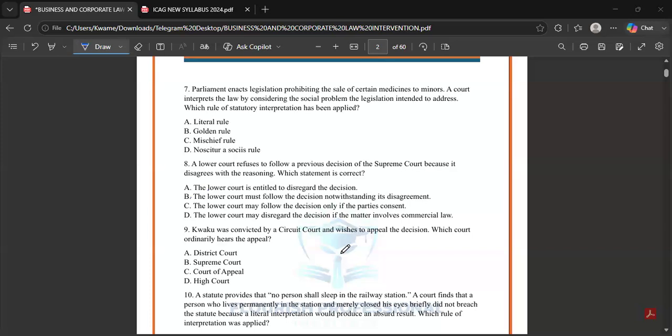Please, I can't pronounce. B. Golden rule. I choose golden rule. Okay, why golden rule? What I know is the golden rule gives a modification to the literal rule, and I don't really know much about that, but I go for golden rule.